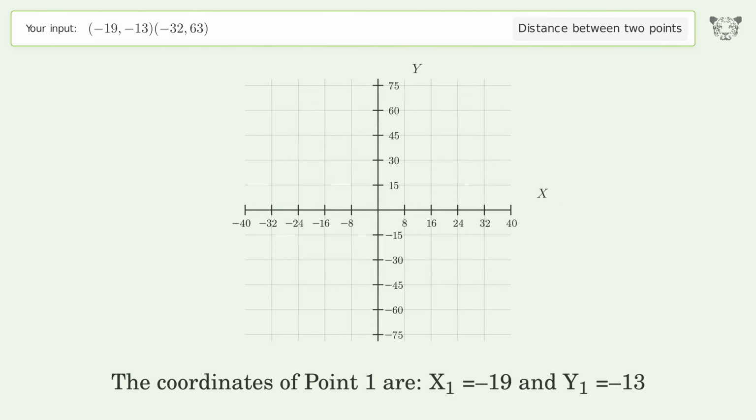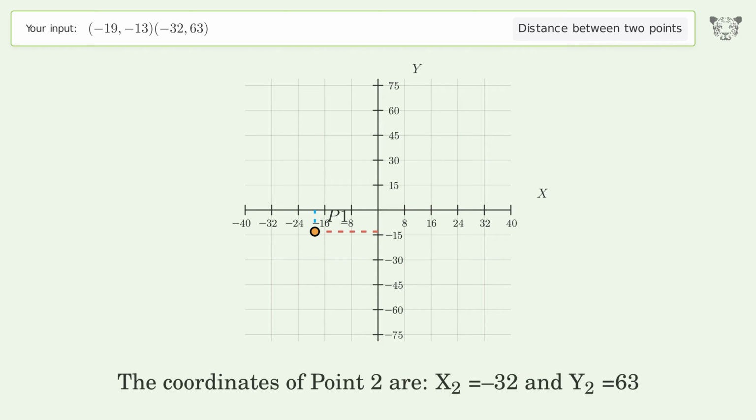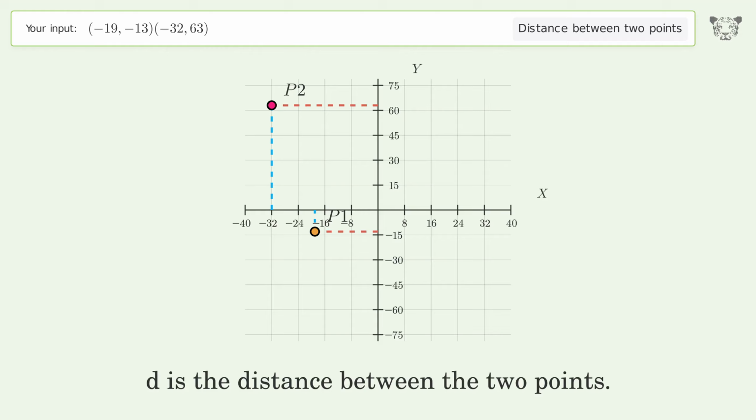The coordinates of point 1 are x1 equals -19 and y1 equals -13. The coordinates of point 2 are x2 equals -32 and y2 equals 63. D is the distance between the 2 points.